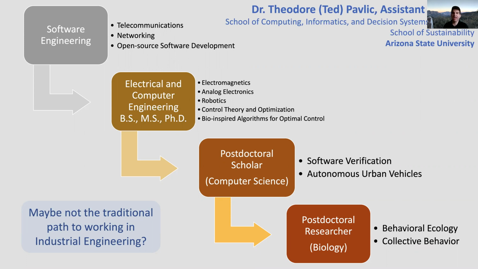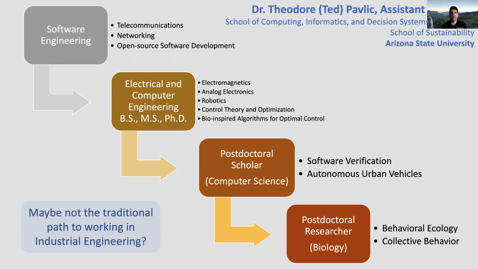From then, I got a postdoc in computer science, and I did something called software verification. I also worked on autonomous urban vehicles. Then I took a second postdoc after that, working in biology, in behavioral ecology and collective behavior. That's when I learned to work in a wet lab and how to work with organismal models. I worked with ants primarily, and I still have students now that do field work, going off to Australia and Panama.